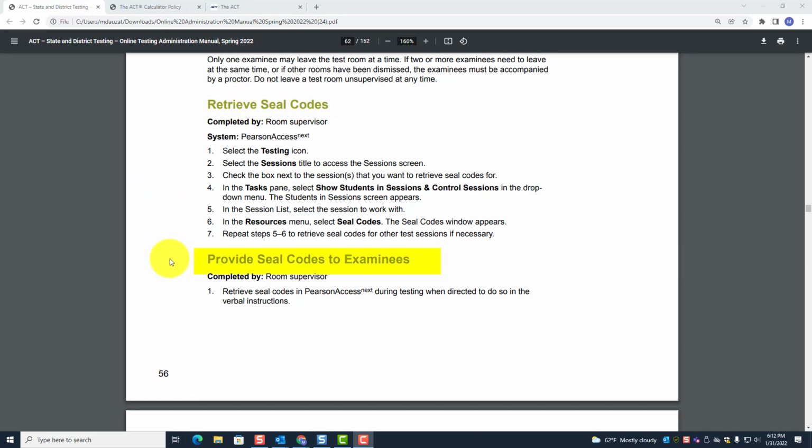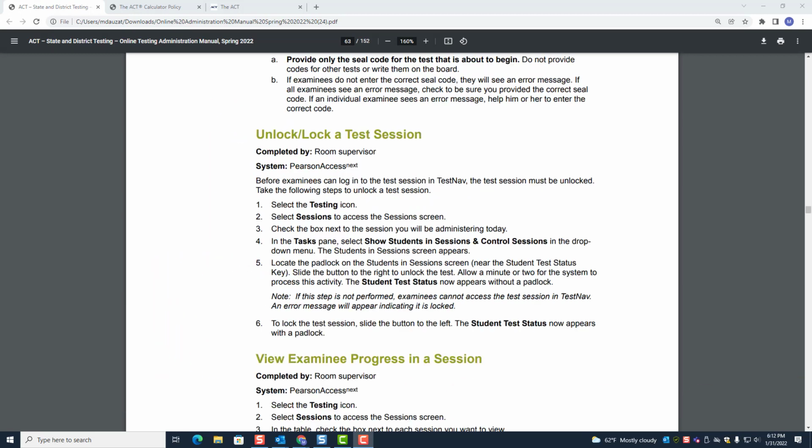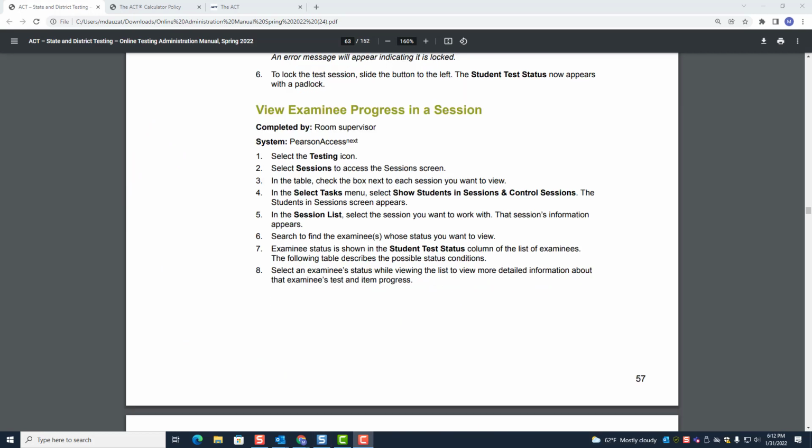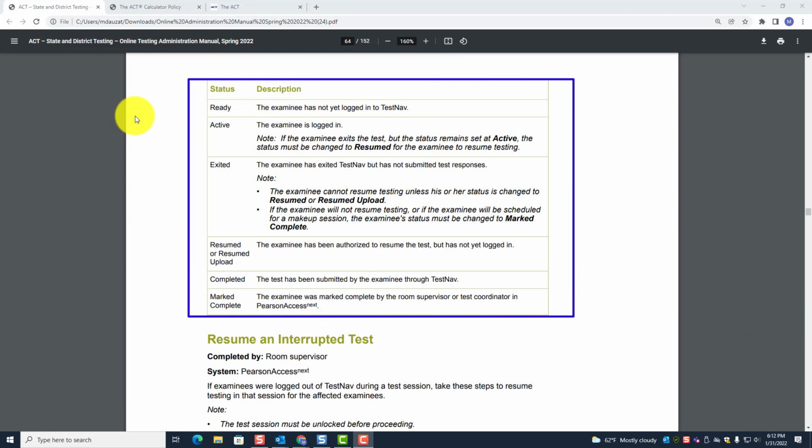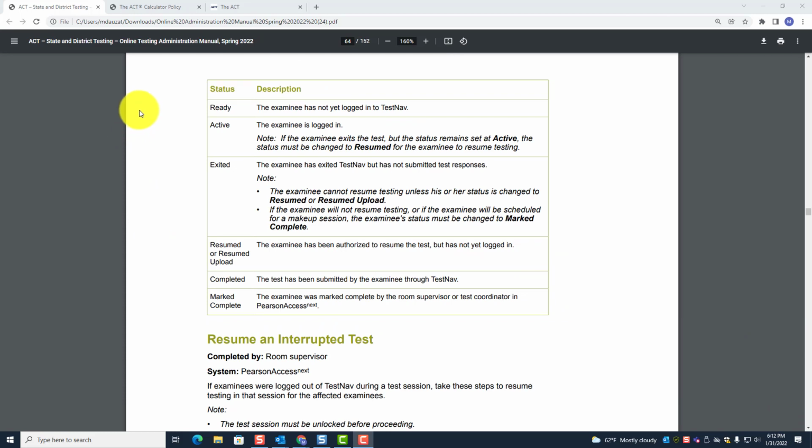We've discussed how to provide seal codes to examinees. On page 57, we discussed how to unlock and lock a test session. We saw how to view examinee progress in a test session. And on page 58, we saw in PA Next the key to the testing status.